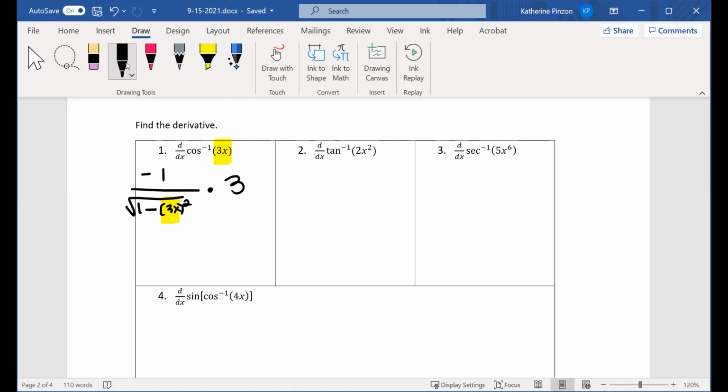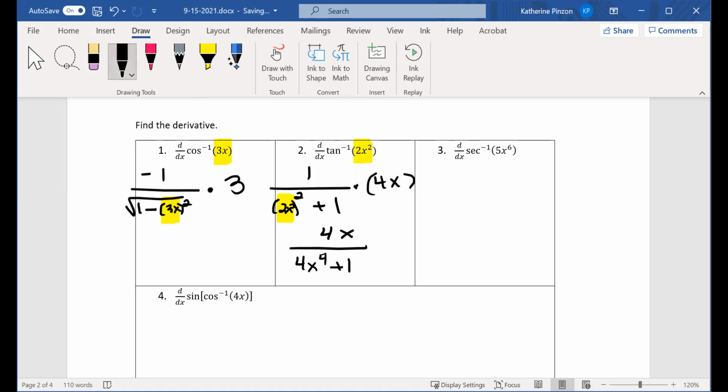Okay, how about this guy? Derivative of tangent inverse. Derivative of tangent inverse is 1 over a whole bunch of stuff squared plus 1, right? What goes in this yellow box? 2x squared, all squared, right? Times, what goes at the end? 4x, the derivative of that inside stuff. And again, you don't have to simplify. If you want to, you can, right? You could write this as 4x over, when I square this guy, I get 4x to the 4th plus 1, but you don't have to.